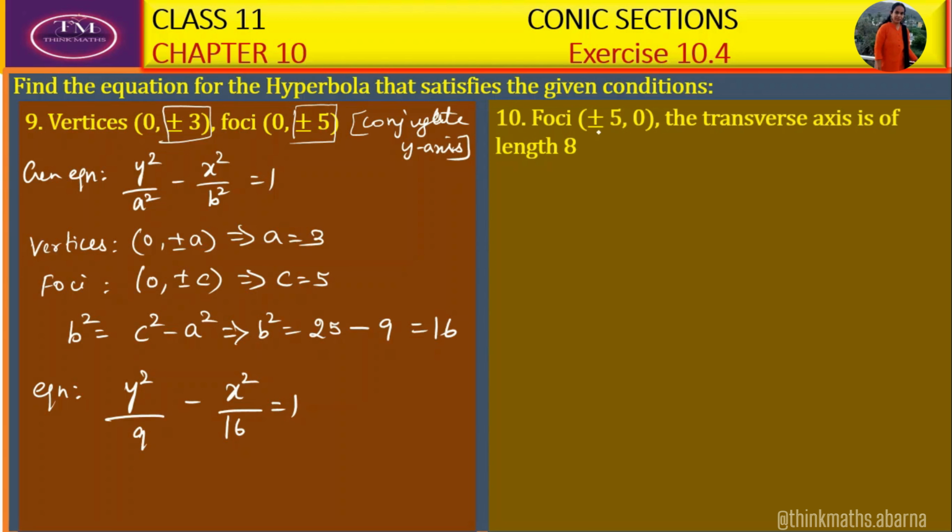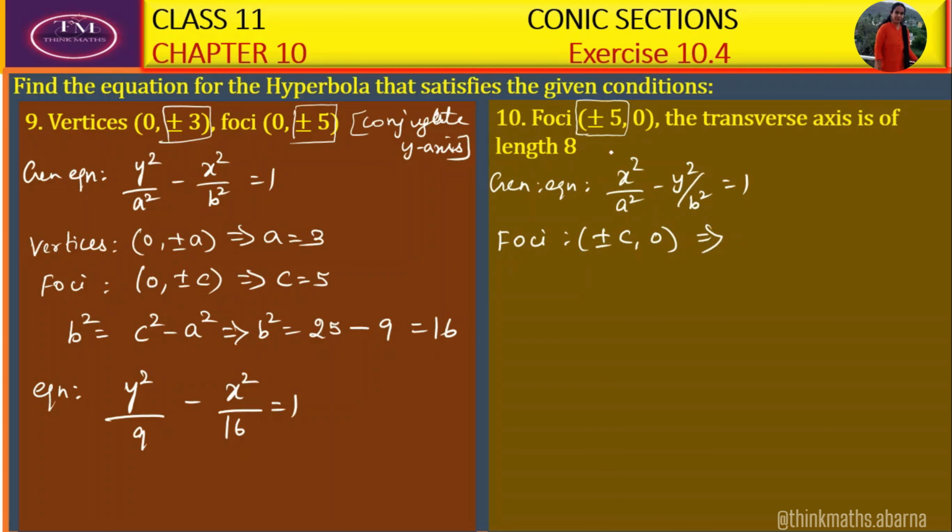Foci is plus or minus 5 comma 0. Transverse axis is of length... So if you check the foci, it is in x-axis. If it is in x-axis, the general equation will be x square by a square minus y square by b square equal to 1. What is given? Foci is given. If it is in x-axis, the foci will be plus or minus c comma 0. So comparing with the given foci, c will be equal to 5.